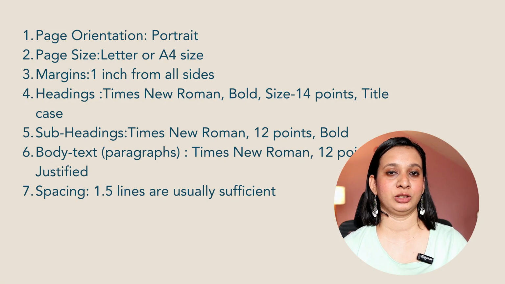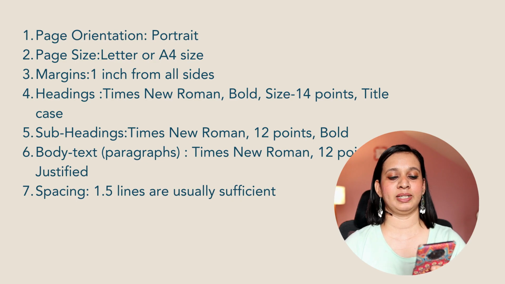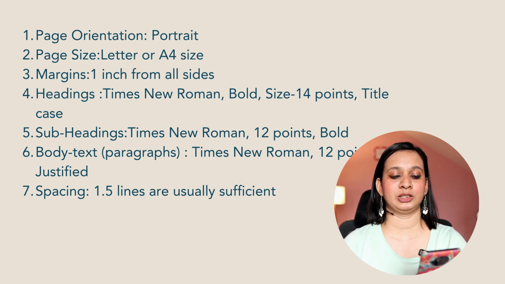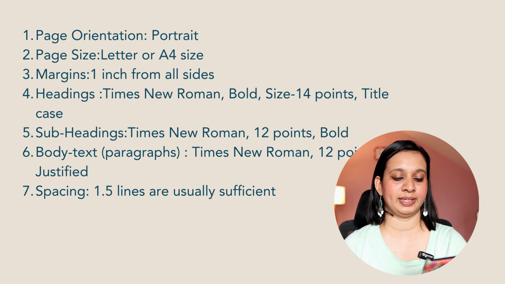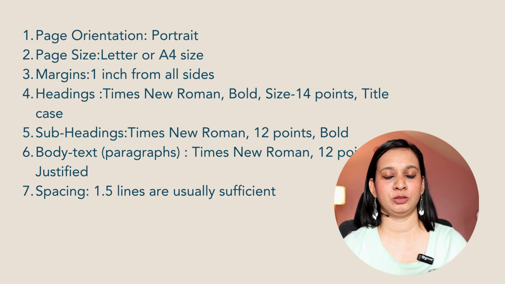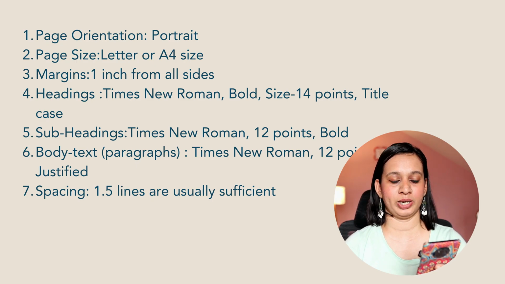So now I will take you through the different formatting styles that are required in a research proposal. As far as your whole research proposal is concerned, use these styles for the entire proposal from start to finish. Here, page orientation would be portrait, page size would be letter or A4. Margins, you leave 1 inch from all sides. Headings would be Times New Roman, bold, 14 font size and title case. Subheadings would be Times New Roman, 12 points and bold.